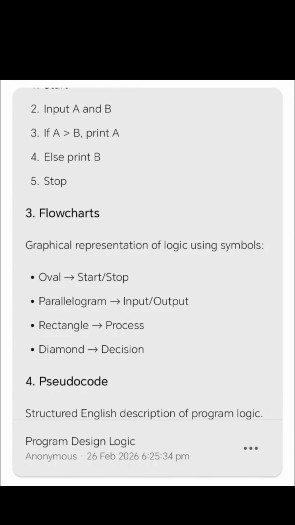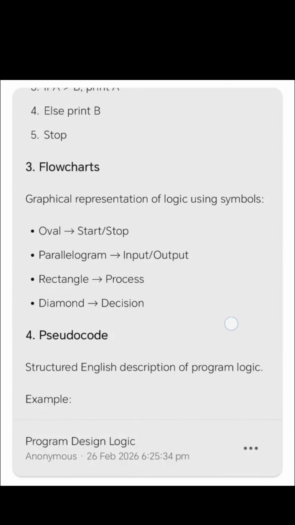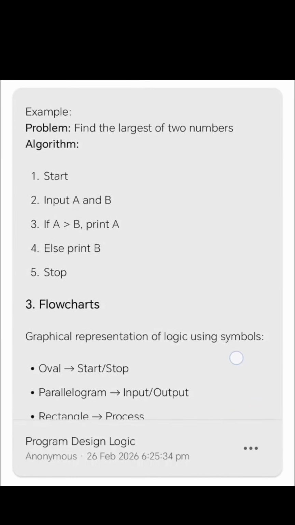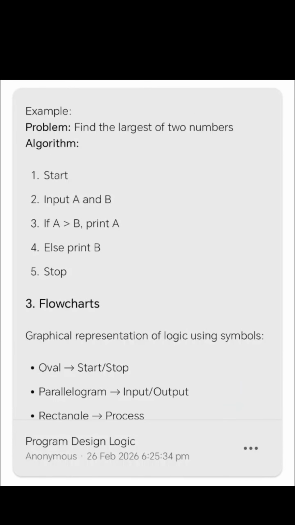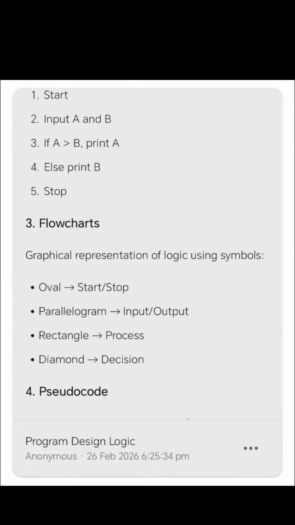Here you can see the largest of two numbers algorithm. How can we write the algorithm? Start, you are getting input, and you are assigning those values to a and b. Next you are going to check the condition, and the final stage is stop. For this algorithm you are going to make the flowchart, which means a graphical representation of that programming.